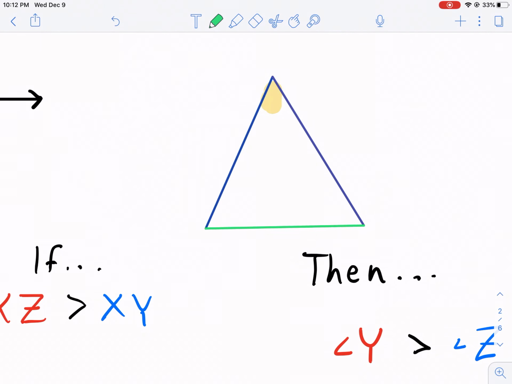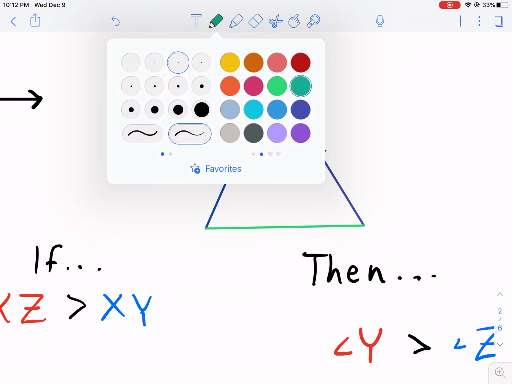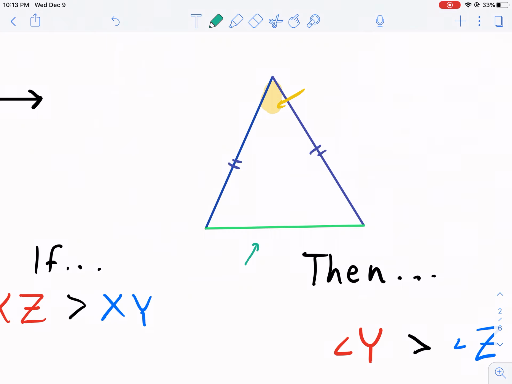I kept the length of this blue side the same, okay, both these sides stayed the same length. I just adjusted this angle, and this green side grew. Okay, so the angle really controls the side opposite of it, whether it's big or it's small. So let me show another example. Okay, I'm going to do it again.